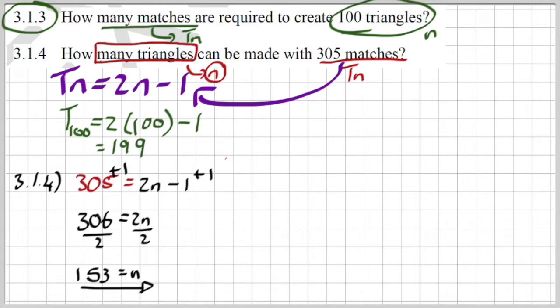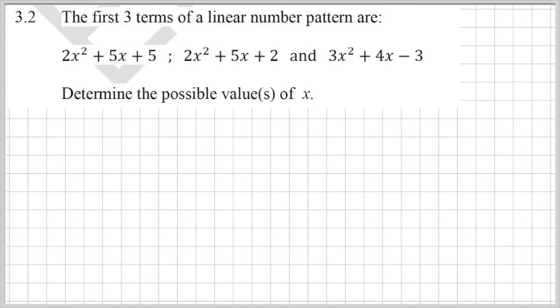Let's have a look now, ladies and gents, at the next question, 3.2. This is not a question I've seen being asked often, but it is a question that, as a teacher, I actually love to ask because it requires you to know the definition of a linear number pattern. And what is the definition of a linear number pattern? That the first difference must be equal.